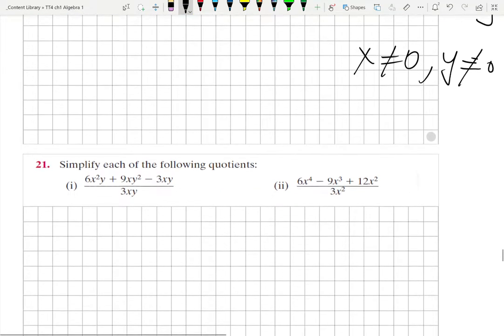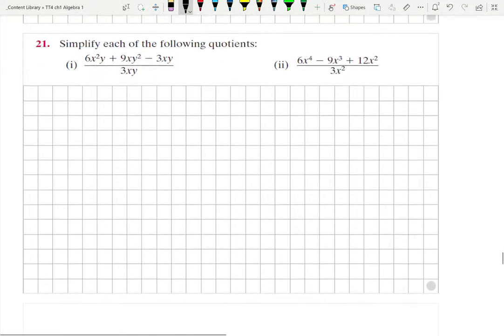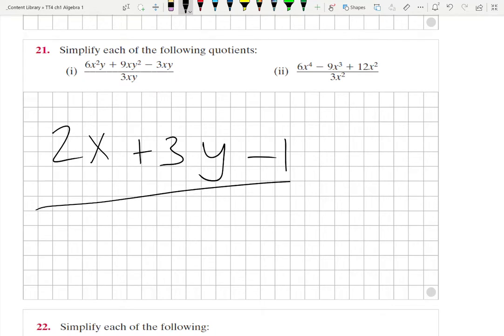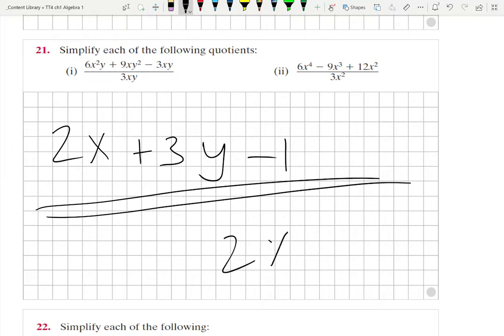This goes on forever. This is getting crazy. I hope my recording is working. 2x plus 3y minus 1. And I've been doing these a long time. I'm getting tired of it. So this is too long an exercise. But look, here we are. 2x minus 3. No, is that right?